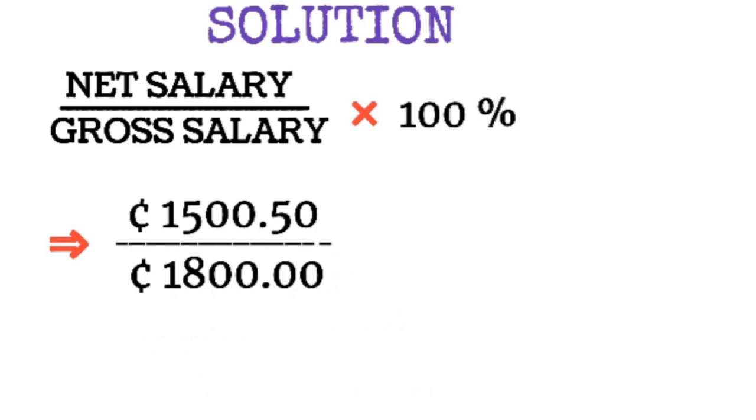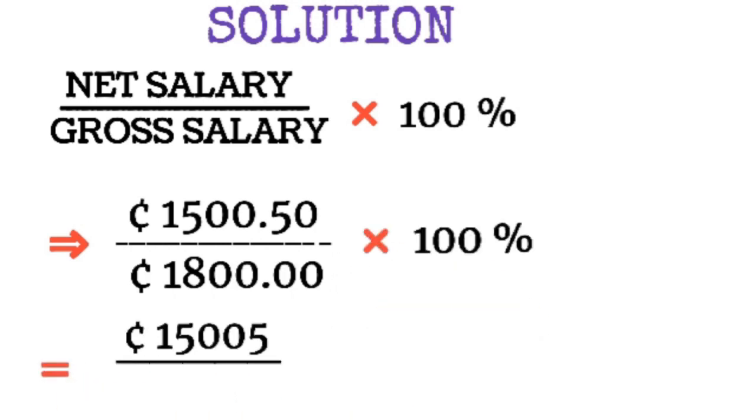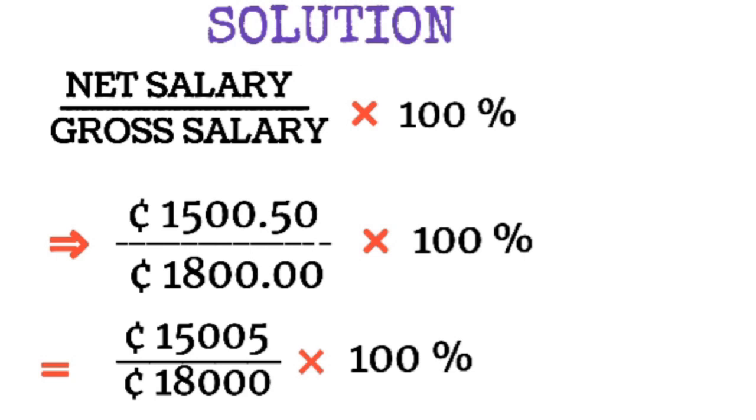What percentage of the net salary is the gross salary? It is the net salary over gross salary multiplied by 100%. The net salary was 1,500.50 cedis because of total deductions, and the gross salary was 1,800 cedis, which we will multiply by 100%. For easy calculation, we can multiply the net salary by 10 and also multiply the gross salary by the same number, which is 10. So it will be 15,005 cedis all over 18,000 cedis multiplied by 100%.